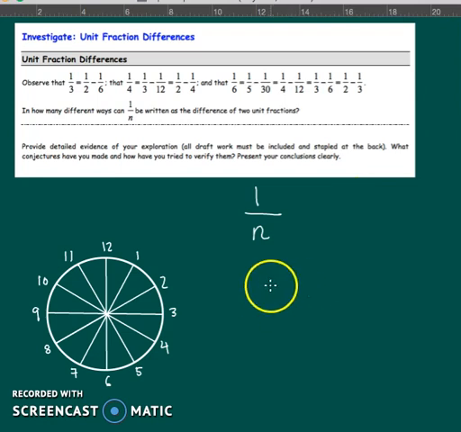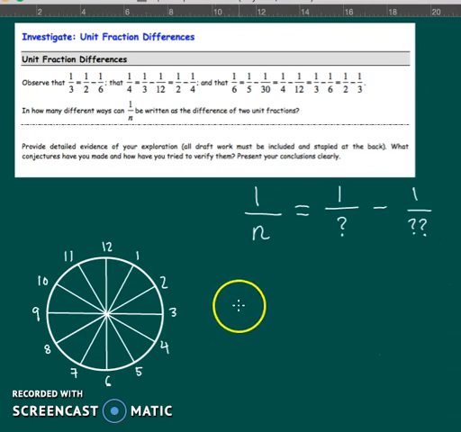So what the question is asking us is, in how many different ways can 1 over n be written as the difference of two unit fractions? So in other words, in how many different ways can we say 1 over n, where n is some integer, is equal to 1 over something minus 1 over some other something?